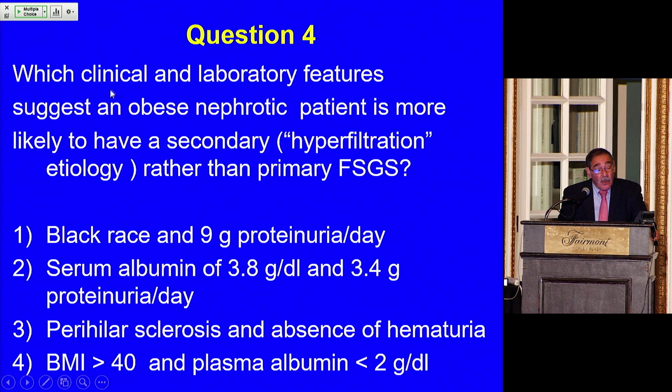Question 4. Which clinical and laboratory features suggest that an obese nephrotic patient is more likely to have a secondary hyperfiltration etiology rather than primary focal sclerosis? So what suggests a secondary one? Black race and 9 grams of proteinuria per day; a serum albumin of 3.8 and 3.4 grams of proteinuria per day; perihilar sclerosis and absence of hematuria; a BMI over 40 and a plasma albumin of less than 2, which suggests this is secondary focal sclerosis and not primary.